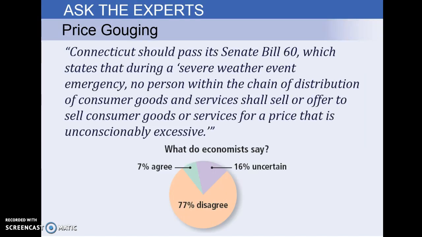What do economists say about price gouging? Connecticut should pass its Senate Bill 60, which states that during a, quote, severe weather event emergency, no person within the chain of distribution of consumer goods and services shall sell or offer to sell consumer goods or services for a price that is considered very excessive. So 77% of economists actually disagree with this statement. What do you think?